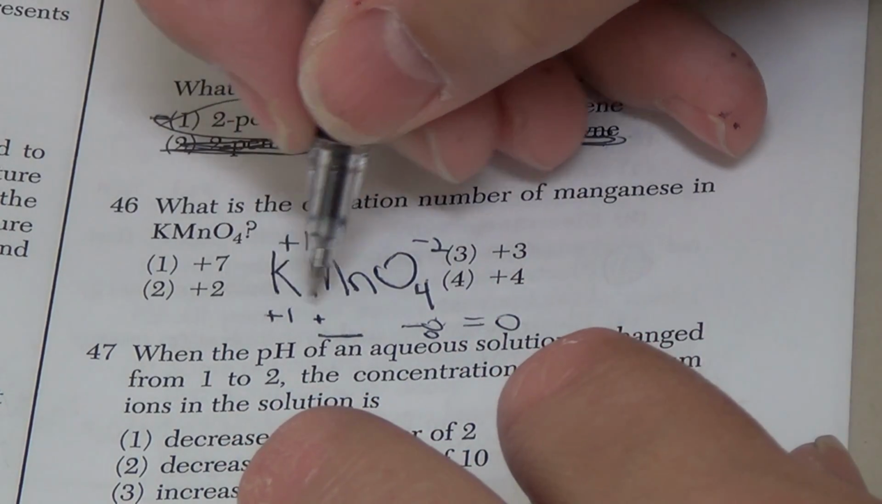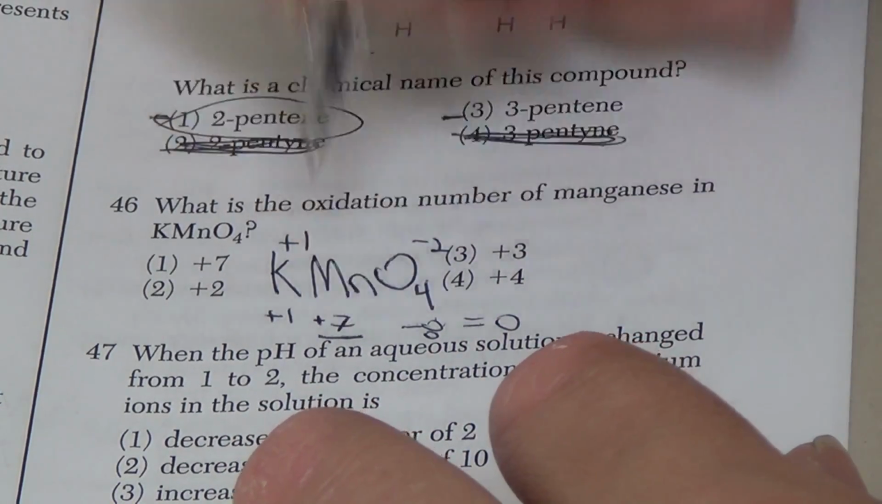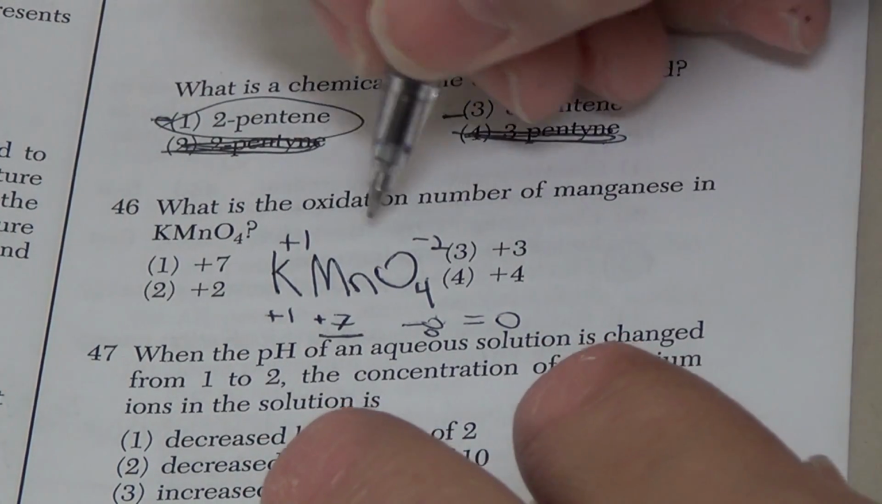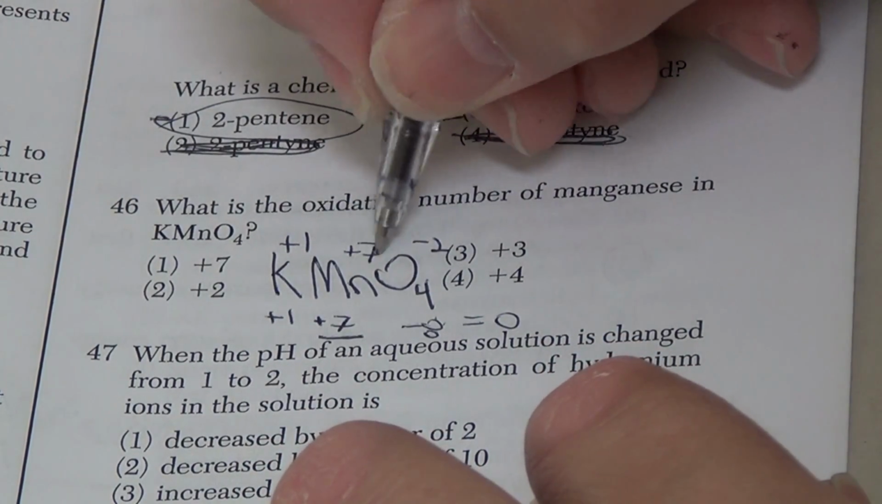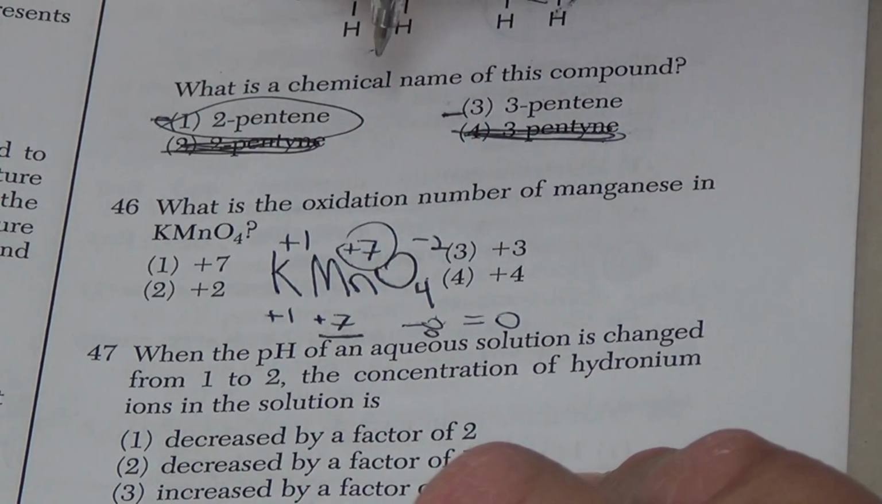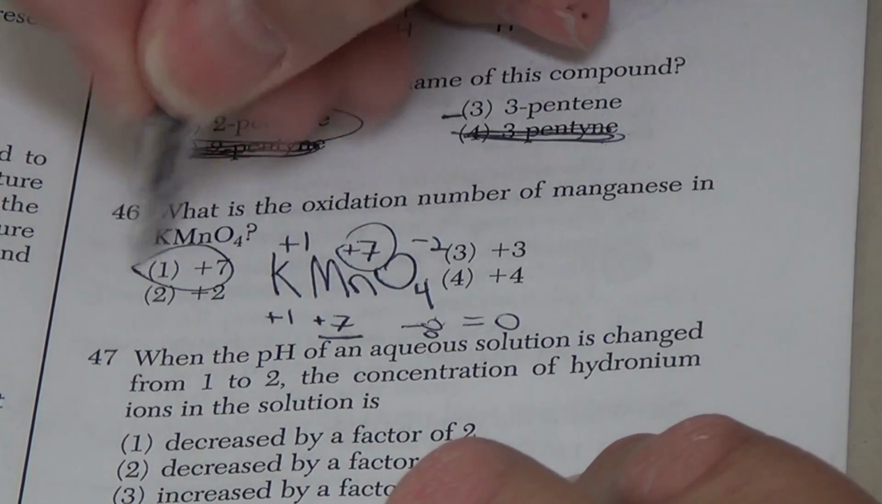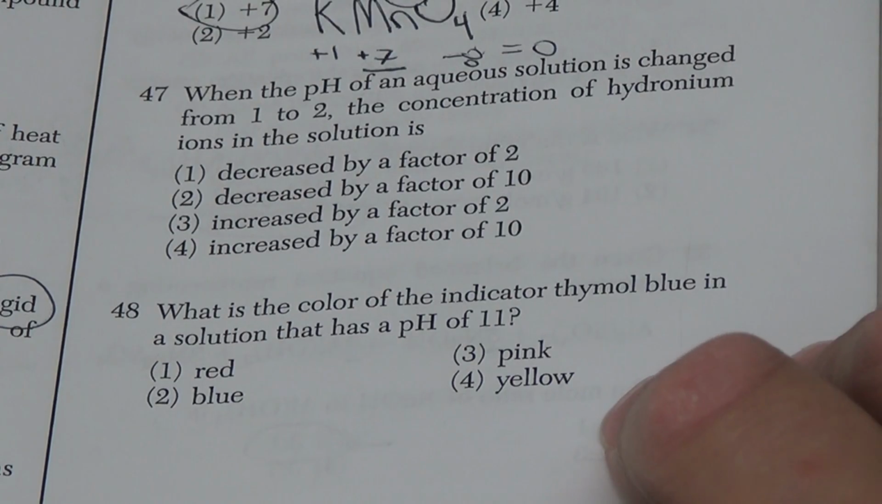-8 +1 and +7. And there's only 1 manganese, so that's the charge of the manganese, +7. There's your answer. 47.